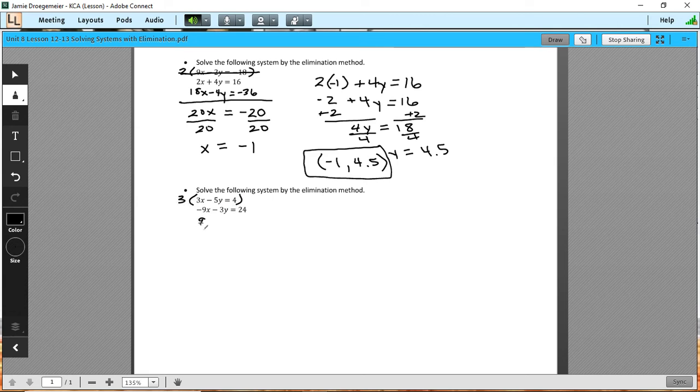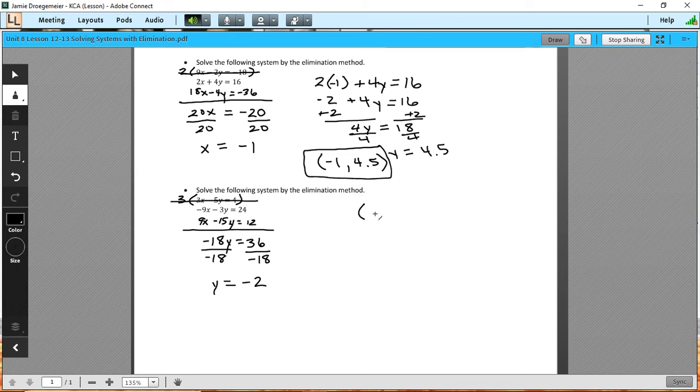3 times 3x is 9x. 3 times negative 5y is negative 15y. And 3 times 4 is 12. And now we're adding these equations together. So negative 9x plus 9x, that's 0. So the x has eliminated. Negative 3y plus negative 15y is negative 18y. And then 24 plus 12 is 36. And then to solve for y, I'm going to divide each side by that negative 18, undoing that multiplication, and we get that y equals negative 2.